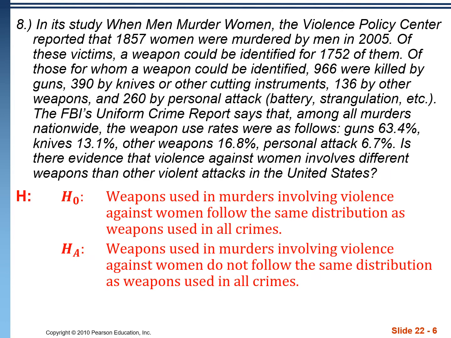Number 8 is a bit of a dark question. We're looking at 1,857 women who were murdered by men in 2005. And in particular, we're looking at the weapons used in those murders and seeing, are these used at the same rates as weapons used in all murders? So our null hypothesis is that weapons used in murders involving violence against women follow the same distribution as weapons used in all crimes. The alternative is the same thing, except we're saying that it's not following the same distribution.